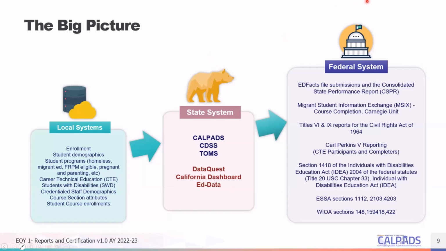California State and the CDE are in turn compelled to report specific data groups to the federal government, and all requirements are listed in the federal systems bubble on this slide. These are requirements throughout all data submissions throughout the year, not just end of year one, but they are quite relevant to end of year one. Federal reporting includes migrant student information, course completion and Carnegie units earned, Carl Perkins CTE participant and completer info, and Every Student Succeeds Act, or ESSA, and Workforce Innovation and Opportunity Act data.